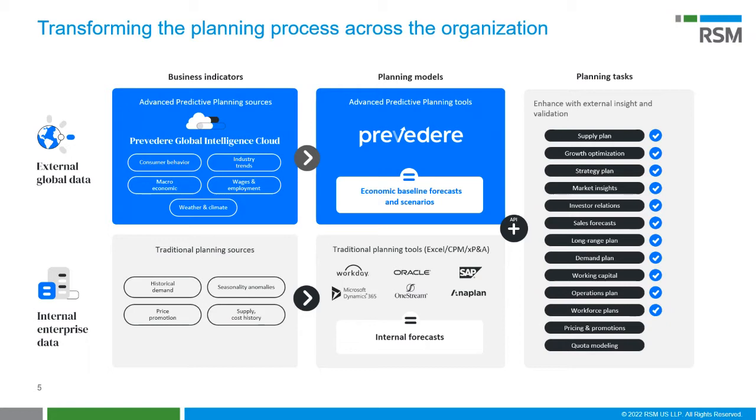So at its core, what we do at Prevedere is we have a global intelligence cloud. This cloud is a data repository filled with millions of different global data time series from thousands of different data sources. We then have a proprietary correlation engine called Prevedere Discover that helps us to identify which of those millions of external factors are the most relevant and correlated to your business.